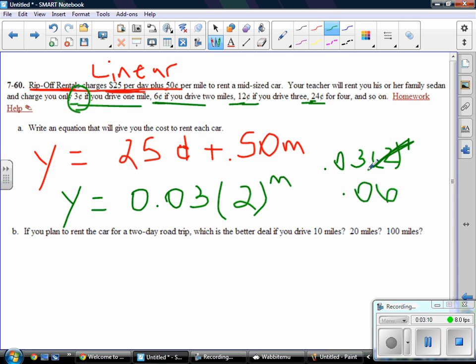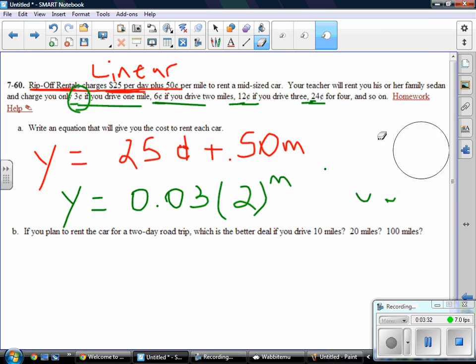So we would need to make this go away. So I need to make this exponent, instead of being a 1, if I make this become a 0, anything to the 0 power is 1, so I'd be at my 3 cents. So that would be good. So what can I do? How did I go? I had a 1 up here and I got to a 0. I'm going to take away 1. So let's see if that works, if that's better than just having my exponent be the number of miles.